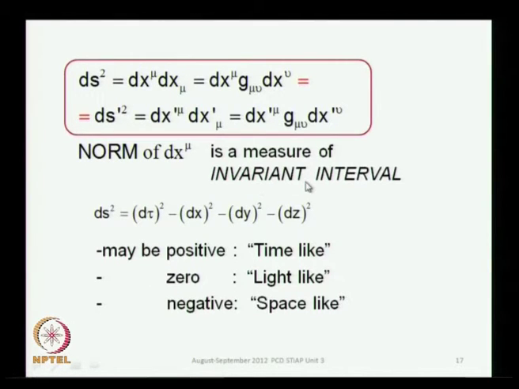It is a measure of what we call an interval between two events, and of course, because each quantity is a square of a number and the first term is positive and the other 3 terms are negative, this quantity can be either positive or 0 or negative, and depending on what it is, it gets different names. It is called time like, light like, space like.